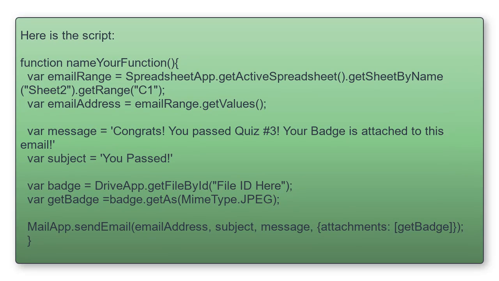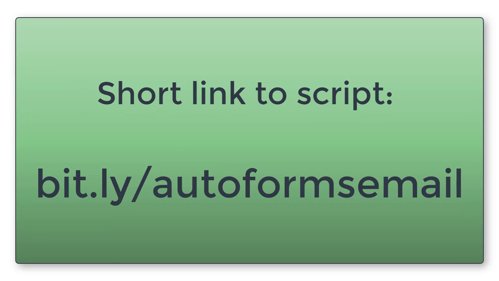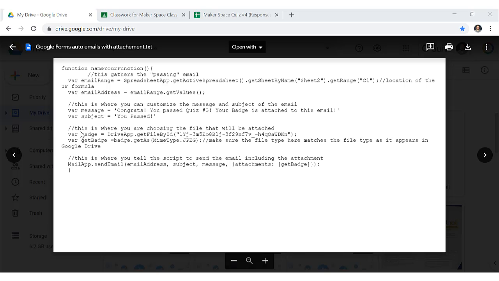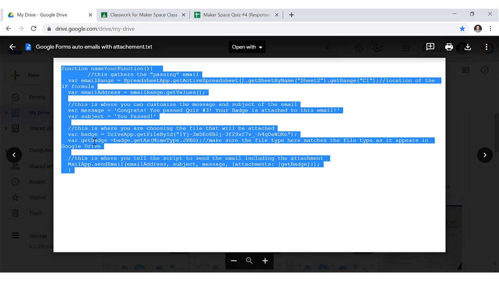So here is the script that we'll need to put into the script editor. Don't worry about copying and pasting it from here. I'm going to give you a short link right about now. So head over to this short link, bit.ly/autoformsemail. That'll get you a link to this script here. And we can just copy it from here.